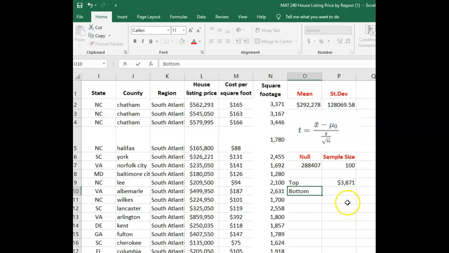And then to get the bottom value, I'm going to take my sample standard deviation and divide by the square root of my sample size, which was 100. And I got my bottom number. So now to get my t-test statistic here, I take that top number and divide it by the bottom number. And there we go. And it shouldn't be formatted as money here. Let me just make that a general number.